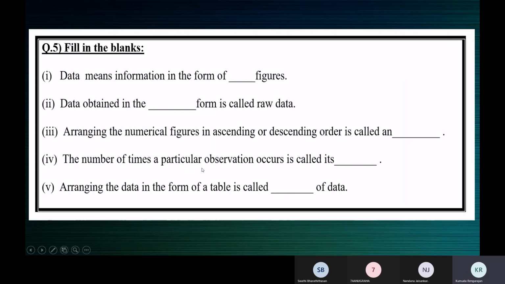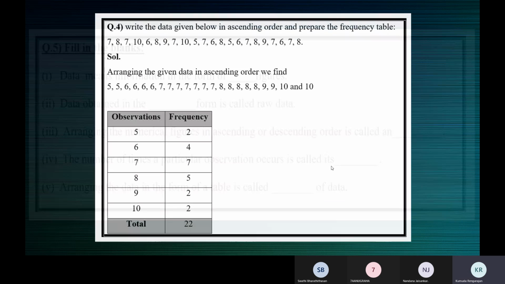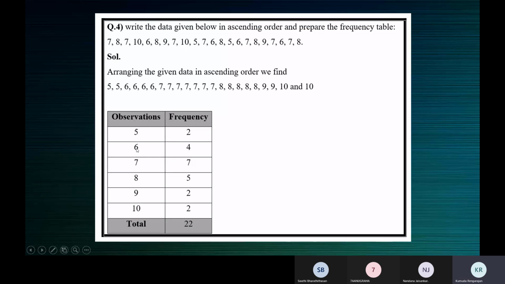The number of times a particular observation occurs is called its frequency. So when you take a particular observation, say 6, there are so many observations, but we take one particular observation, say 6. 6 happens 4 times. So 4 is the frequency of 6. Correct? Yes, ma'am. All right.